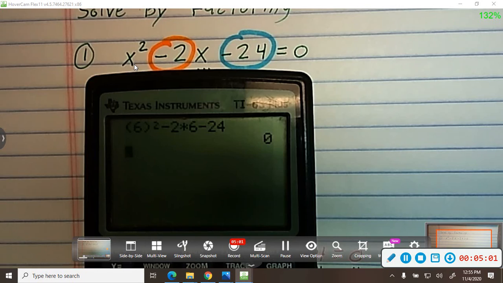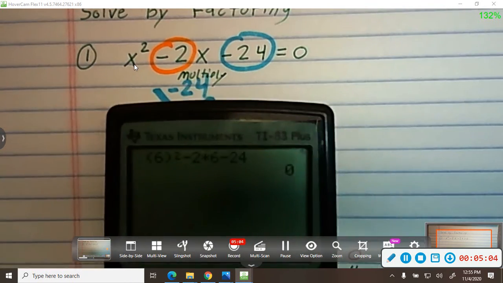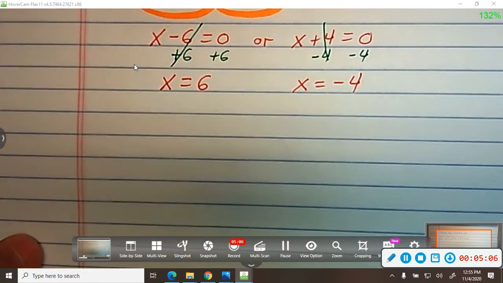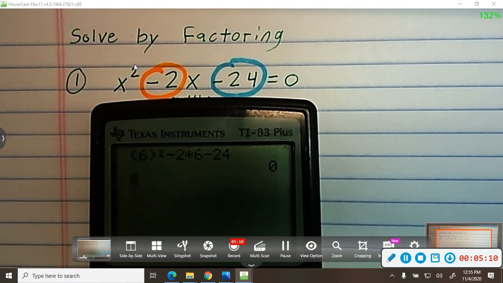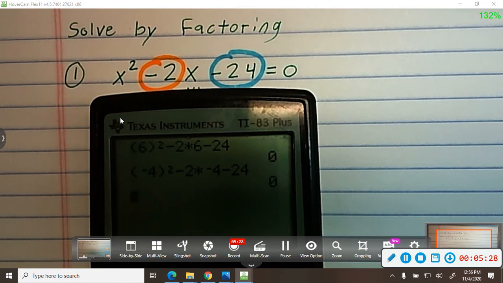The other number that should work, I can't remember what it was, negative 4. That was our other solution. So when I plug negative 4 in, negative 4 squared minus 2 times negative 4 minus 24 should also be 0. And it is 0. So those are the two numbers that make this true. When x is 6 or when x is negative 4.